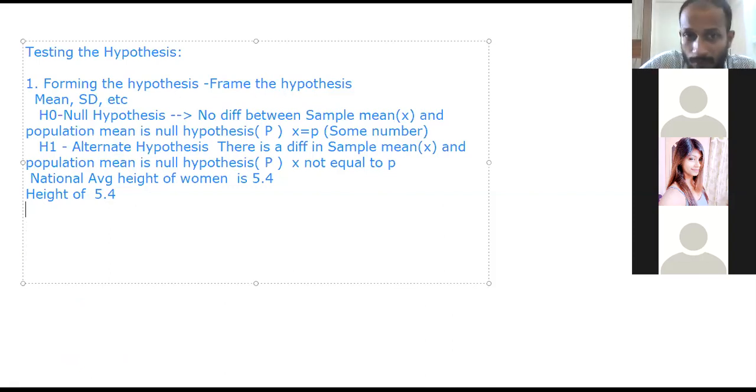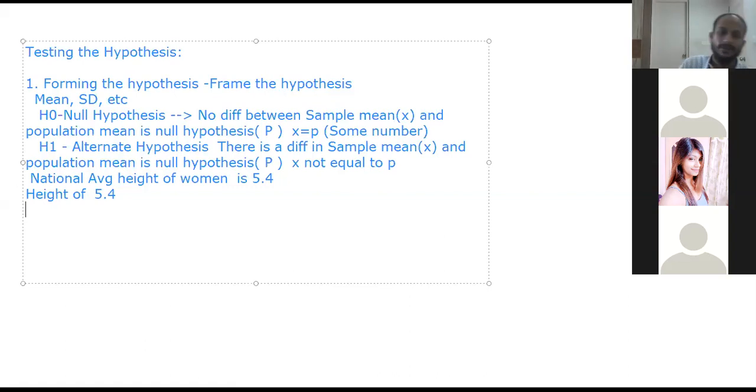Getting? This is what we call the null hypothesis. This no difference means it is equal to. Are you getting? No difference indicates that it is equal to. Yes, sir.